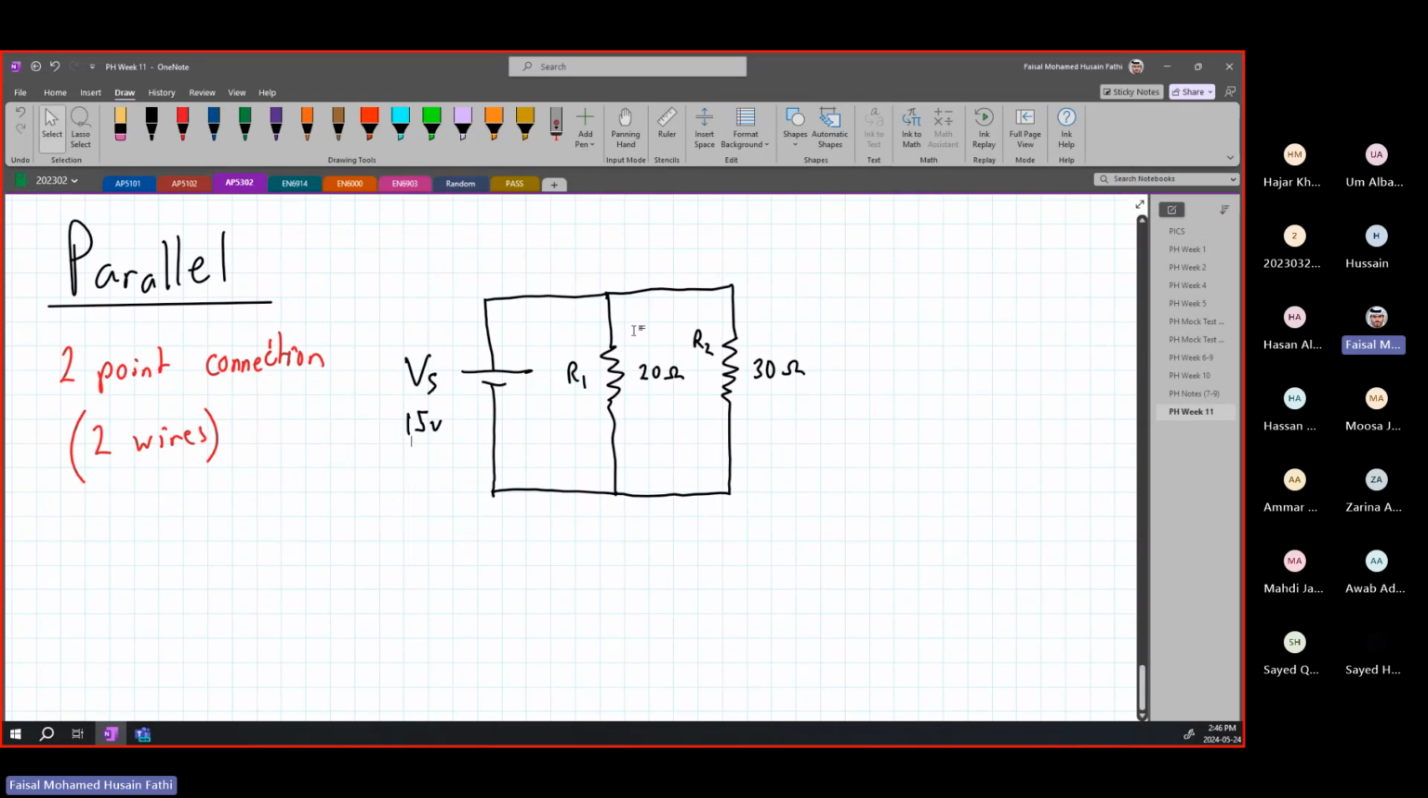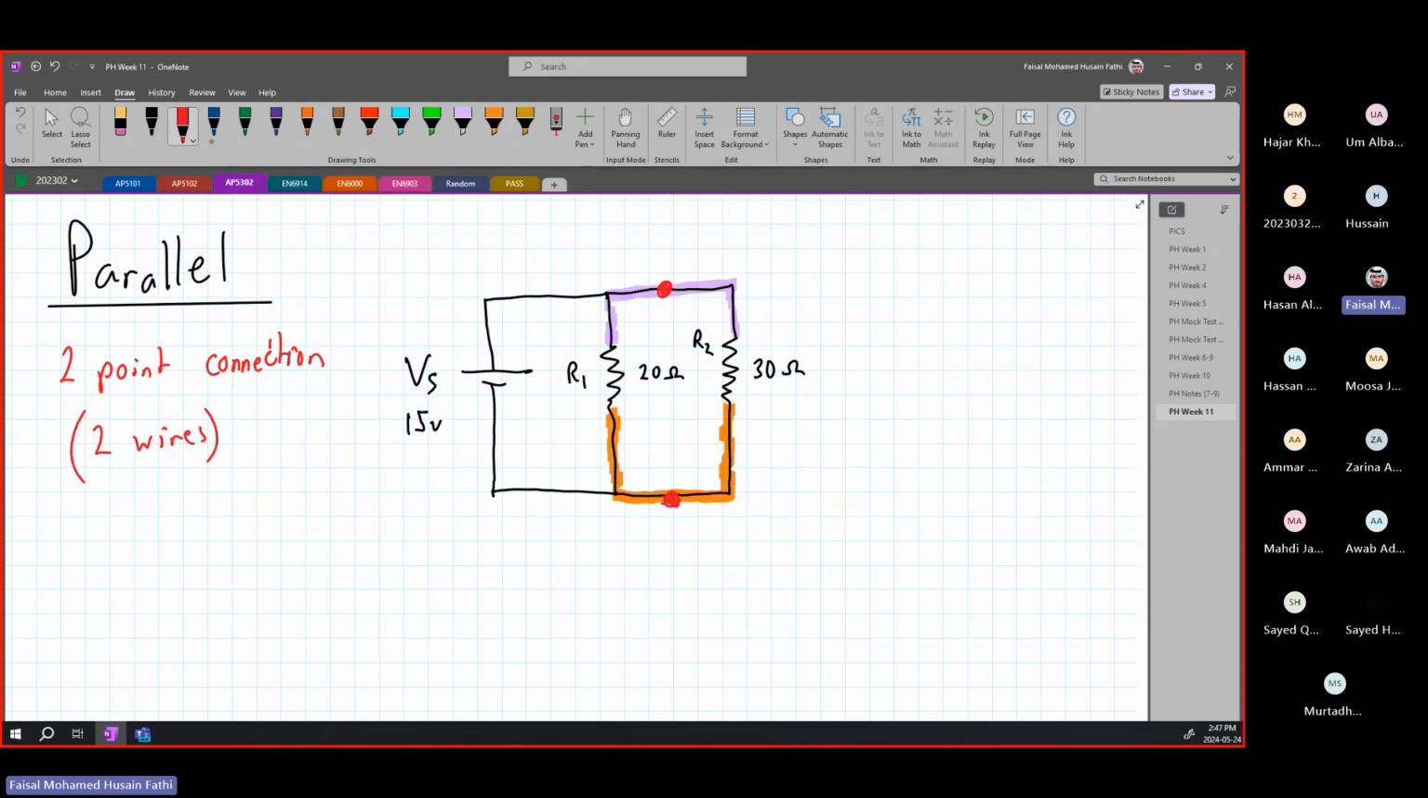Now, if you notice, there are two wires connecting the resistors. Okay, we have 2 points of connection. We have this wire that is connecting these two resistors. And we have this wire that is connecting the two resistors. Okay? So these two wires are connecting the resistors. That means we have two connection points. In other words, this is our first connection. This is our second connection. Therefore, these two resistors are connected in parallel. Okay? This is what a parallel circuit looks like.